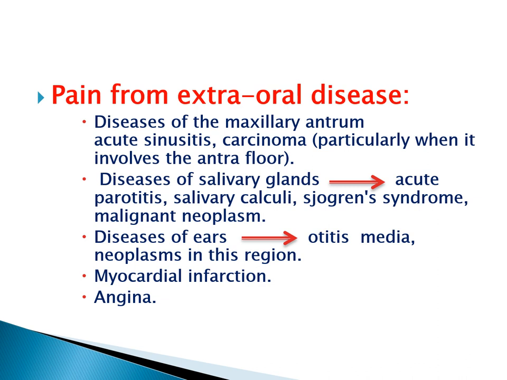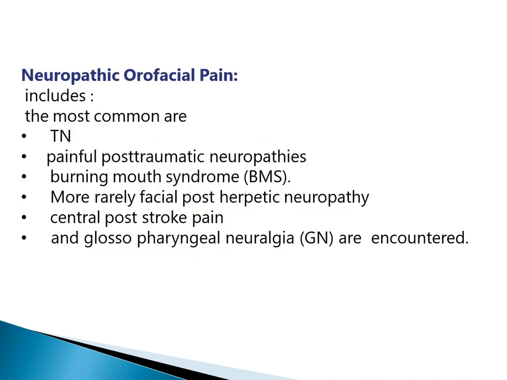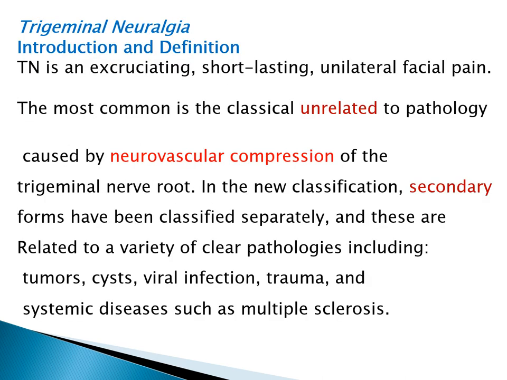Diseases of salivary glands: acute parotitis, salivary calculi, Sjogren's syndrome, malignant neoplasm. Diseases of ears: otitis media, neoplasms in this region, myocardial infarction, angina. Neuropathic orofacial pain includes the most common, TN, painful posttraumatic neuropathies, burning mouth syndrome, BMS. More rarely, facial postherpetic neuropathy, central post-stroke pain, and glossopharyngeal neuralgia, GN, are encountered.